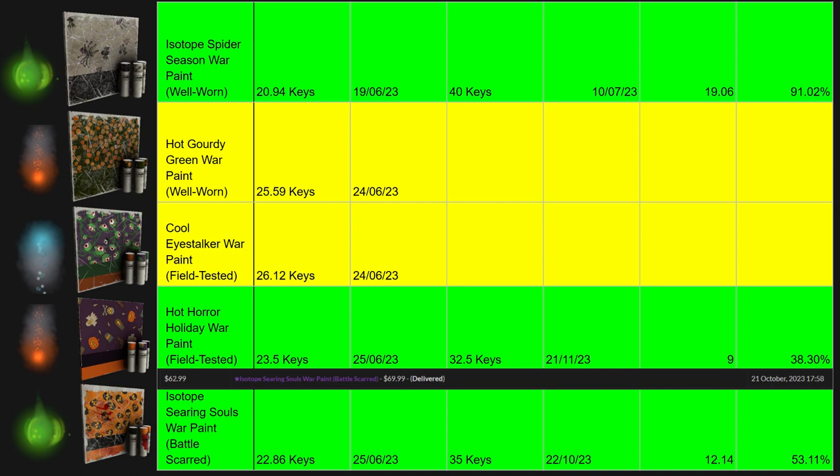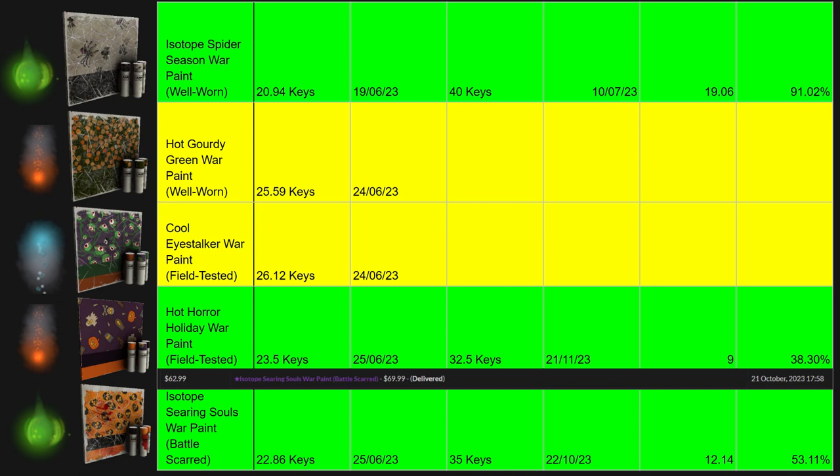Isotope Spider Season War Paint Well Worn. Nice looking paint, even if it's well worn. I got it extremely cheap and sold it very high. That margin is crazy, especially for only 20 days. I want to call it a fluke sale, but you'll get items that sell like this every once in a while. Hot Gaudy Green War Paint Well Worn.